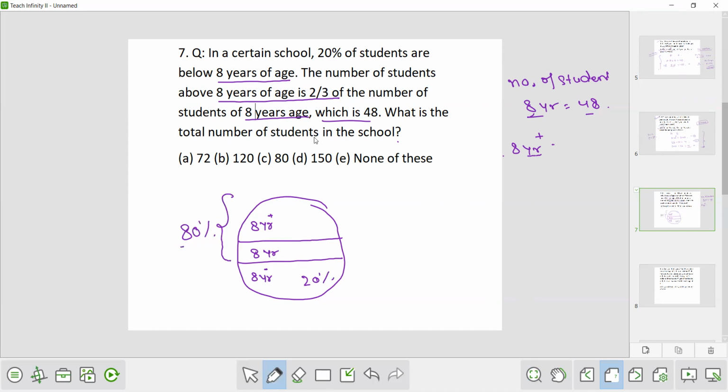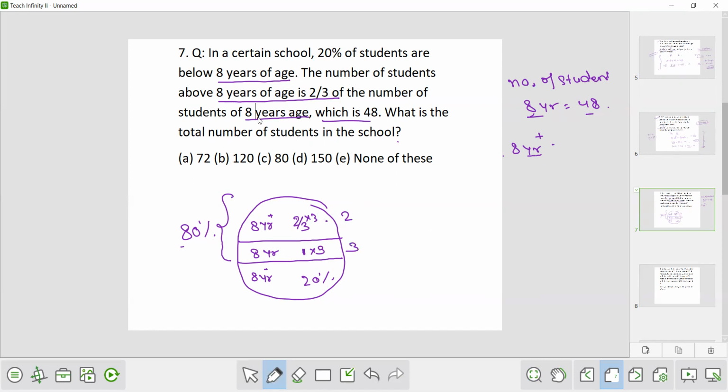Okay. Now the number of students above 8 years of age is 2/3 of the number of students of 8 years of age. So this is 2/3 of this. Means if 8 years of age is 1, so more than 8 years of age will be 2/3. Now again this is in fraction, so we will convert this fraction into whole number. So how we will convert it? So we will multiply both by the denominator, so it will become 2 and it will become 3. Now the ratio is 2:3.